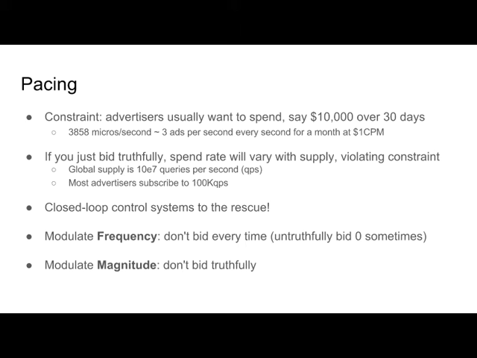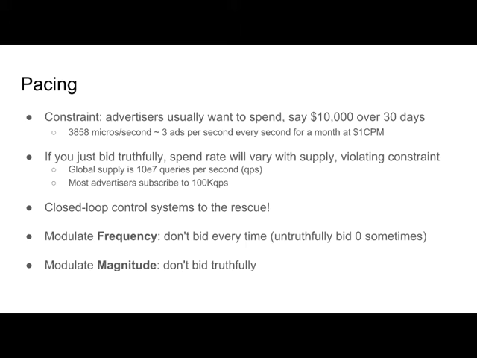A Datacratic system basically uses a closed-loop control system to do this. This was my big algorithmic contribution, as I designed the first generation pacing system for Datacratic. It basically says we look at how much money we spent over the last time increment, say 2 minutes, and if we spent too much, then we turn some knob down. And in RTB, there are basically two levers that you can pull.